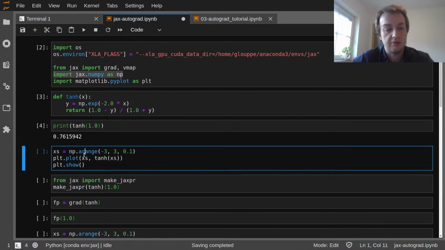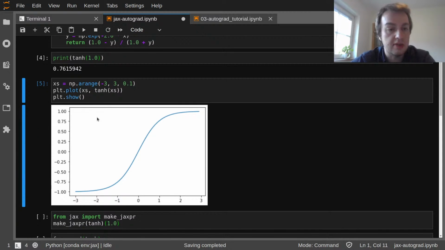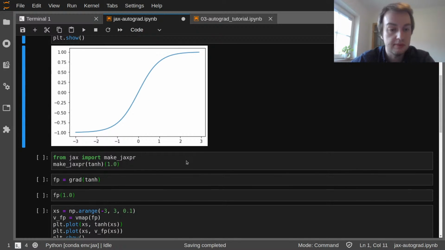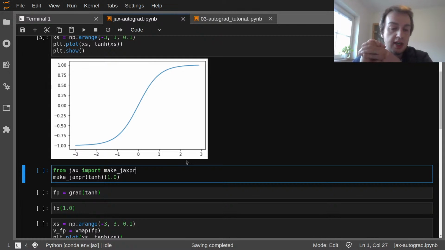Nothing very spectacular. I could apply, of course, this thing over a whole range of values, and I would obtain for each one of them the corresponding value of the hyperbolic tangent. All right. Now, what I've been telling you is that, for example, in the case of JAX, the graph of computation would be computed on the fly as the Python code is executed. And indeed, this is what happens.